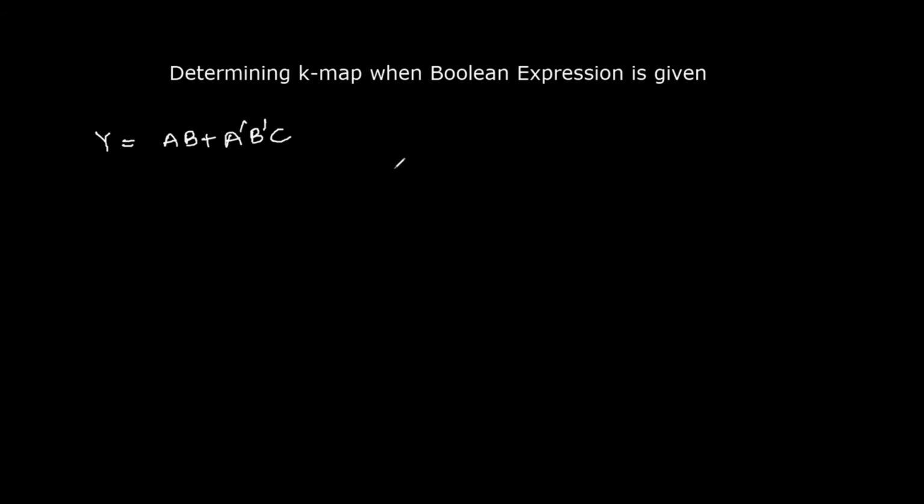We have this Boolean expression, and we see that we have 3 input variables, which is A, B, and C. When you know that you have 3 input variables, we know that we can come up with either 2 rows and 4 columns, or 4 rows and 2 columns. So let's go ahead with this combination where I have 2 rows and 4 columns.